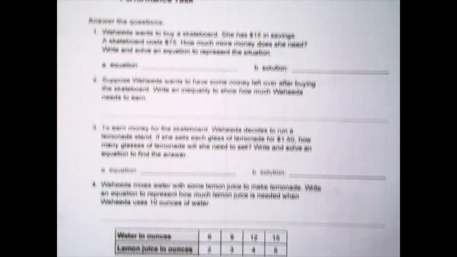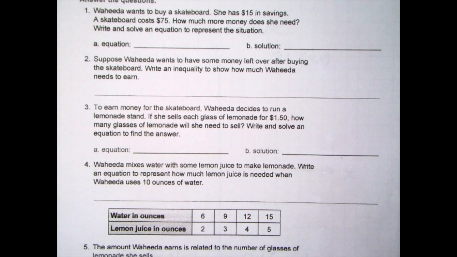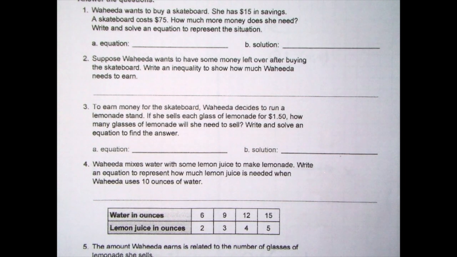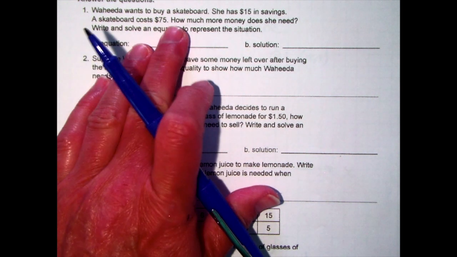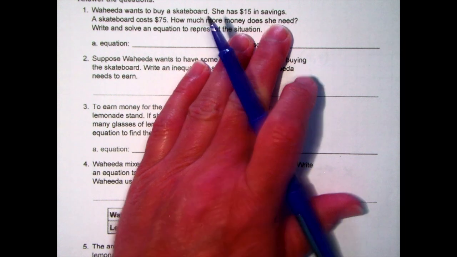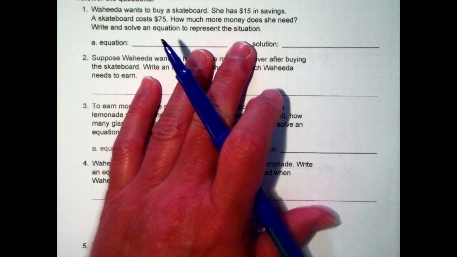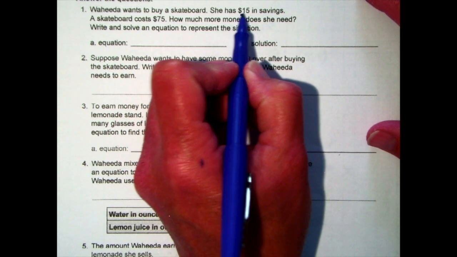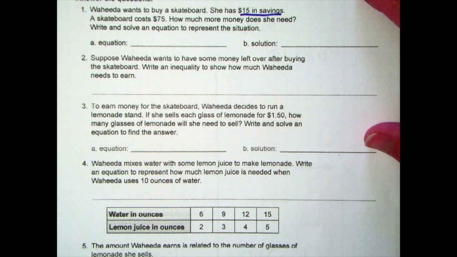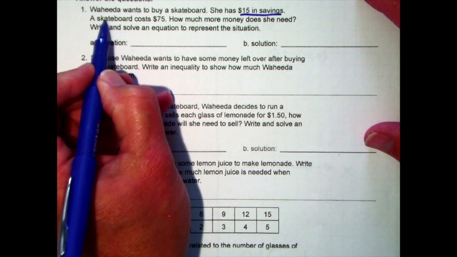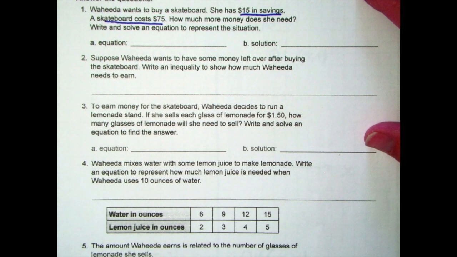All right. It says answer the questions. So let's read about Wahida. It says Wahida wants to buy a skateboard. She has $15 in savings. A skateboard costs $75. How much more money does she need? Write and solve an equation to represent the situation. Well, I'm going to underline what I know. I know she has $15 in her savings. And I know she wants to buy a skateboard that costs $75. Well, the question says, how much more money does she need?